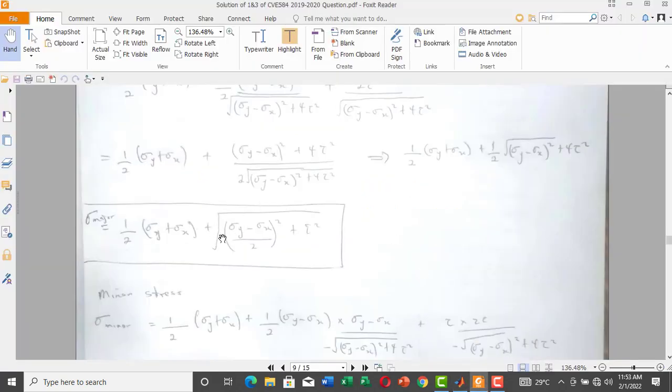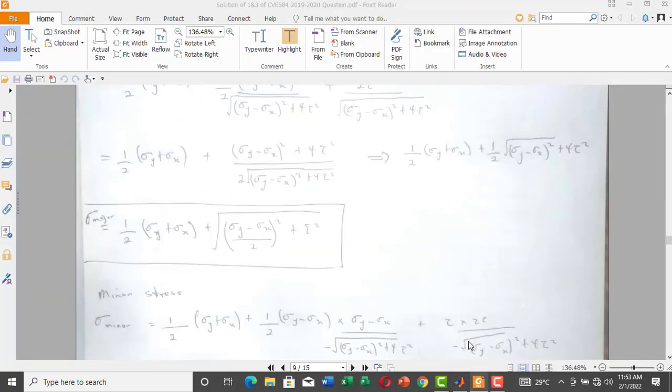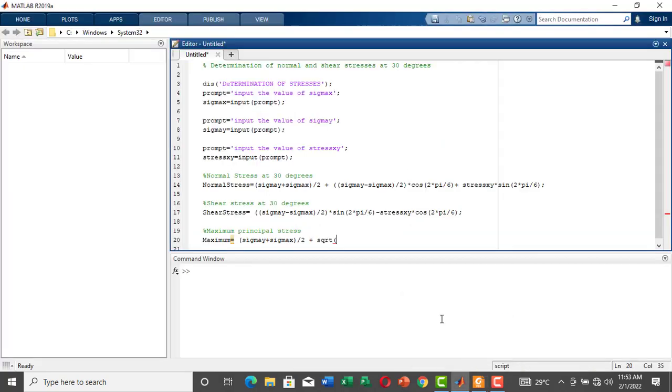Then we now have the square root. Okay, so we have a square root, that's sqrt. So what will be inside that square root? Parenthesis. Good. Then sigma y minus sigma x over 2 squared. So that's like this. Sigma y minus sigma x.